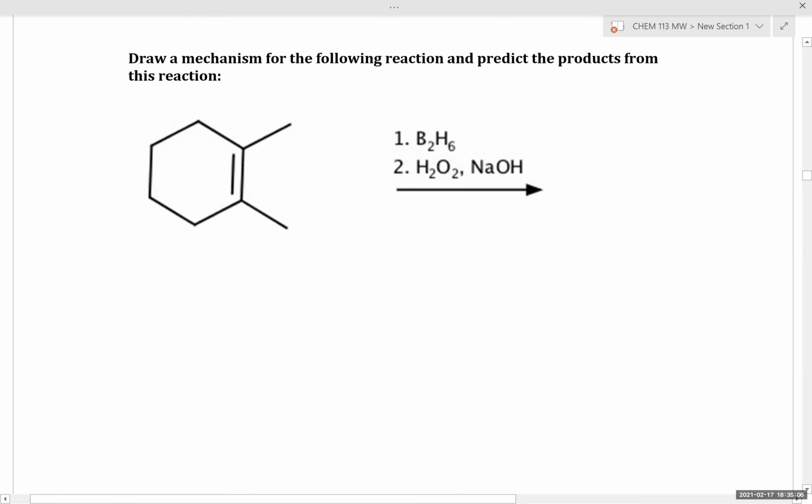And let's practice drawing a mechanism for the following reaction. And I'm just going to make one modification to this structure. I'm going to replace this methyl with a hydrogen. So given the following reagent conditions, I'd like you to draw a mechanism for at least the first step of this reaction and predict the products from this reaction.